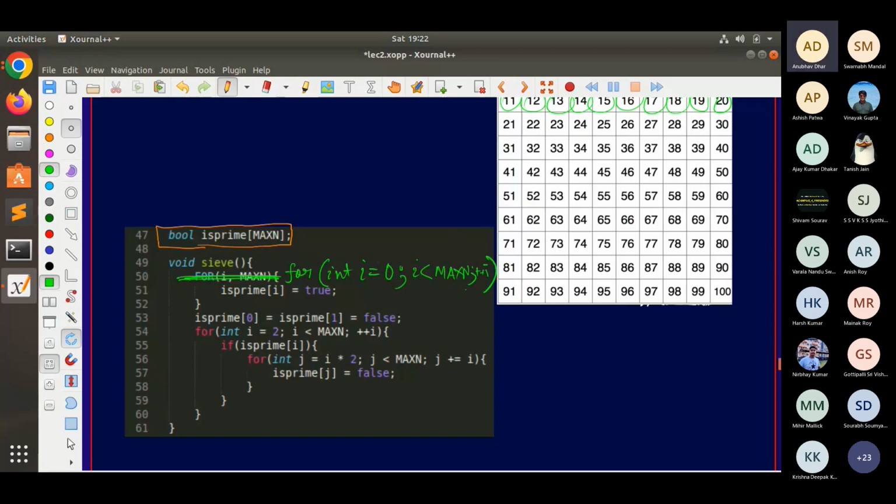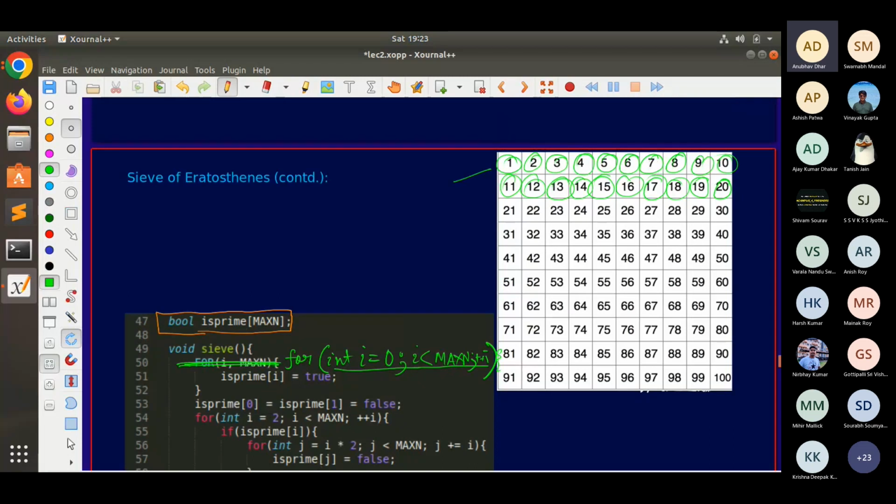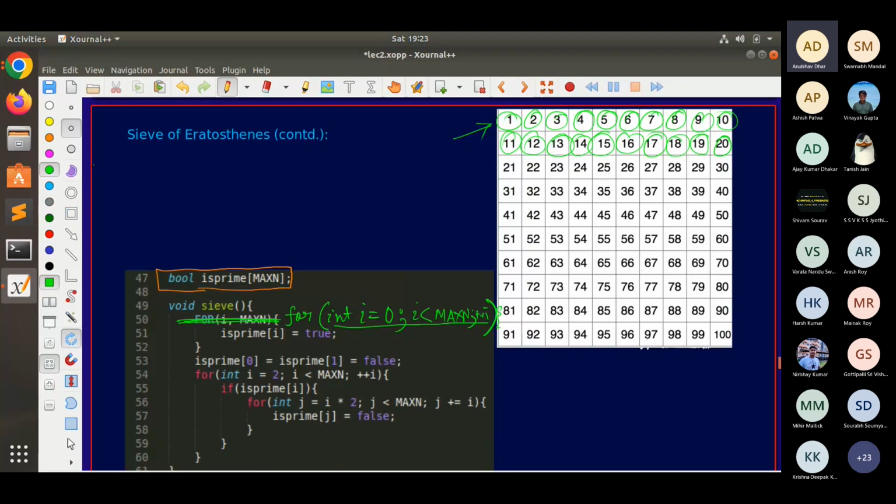Okay, I'll just run over the entire code once again. So it basically initializes everything to true. By true, I'm representing green circles, and by false, I'll be representing it by, let's say, a red cross. Now you cross 0. So 0 is somewhere over here, and 1.